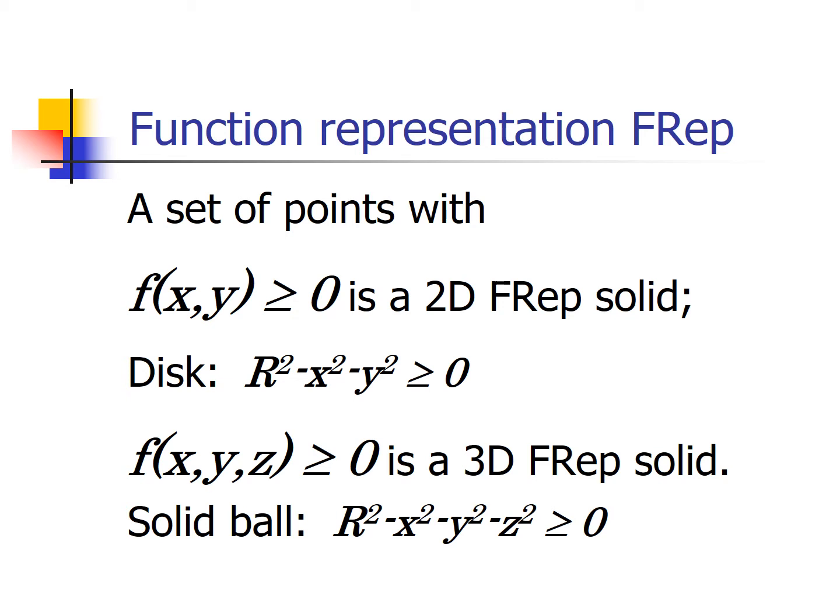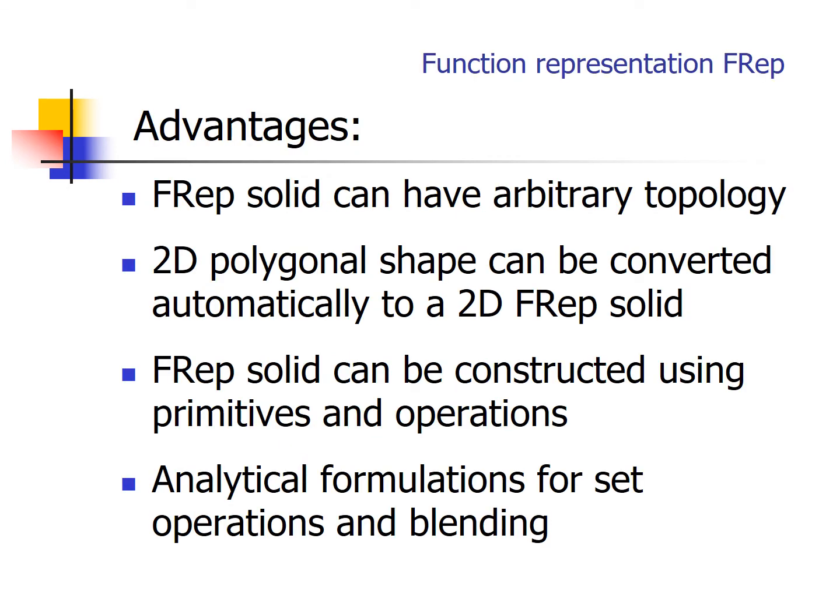Let's recall these notions. Function represented models use real-valued functions of point coordinates, function of two variables x and y for two-dimensional shapes, and function of three variables for three-dimensional shapes. The advantages of function representation are following. Function representation solid can have arbitrary topology. Then two-dimensional polygonal shape can be converted automatically to a two-dimensional function represented solid. Also, function represented solid can be constructed using primitives and operations. And there are analytical formulations for set operations and blending.